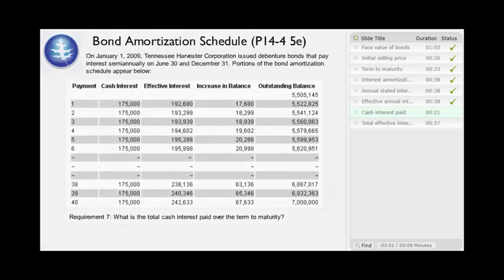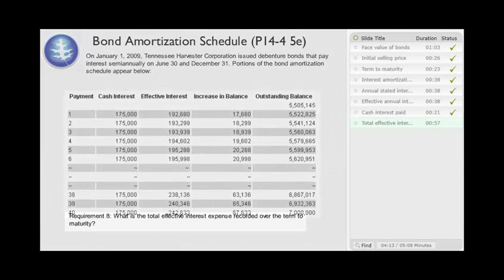Requirement 7 asks, what is the total interest paid over the term to maturity? Here we see that we're paying cash interest of $175,000 40 times. $175,000 times 40 comes out to be $7 million, and that's the answer to requirement 7.